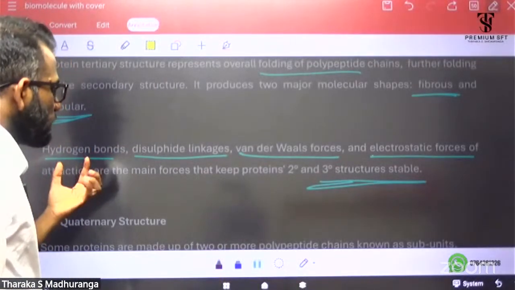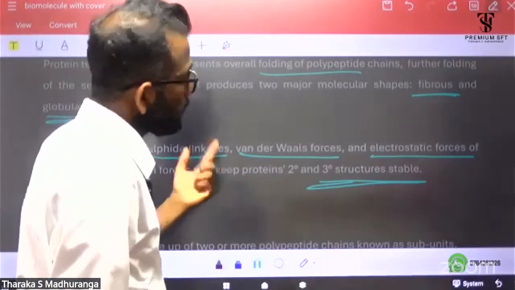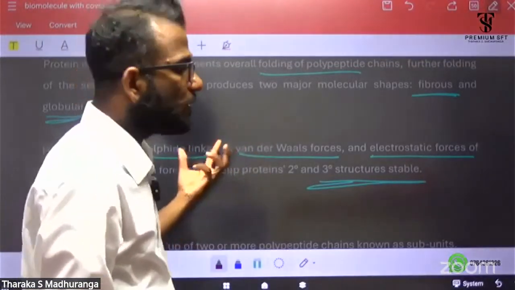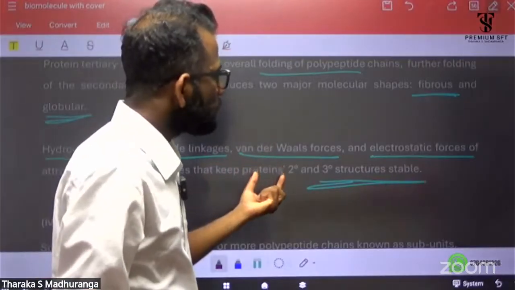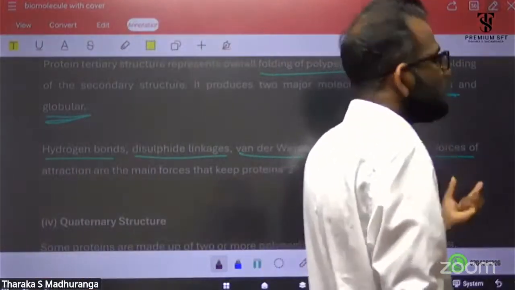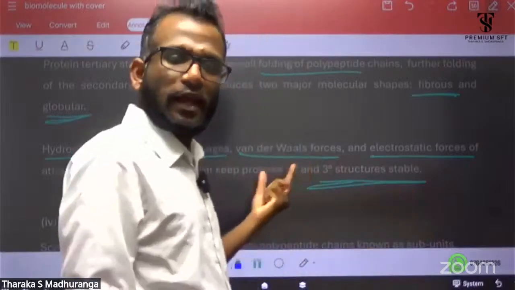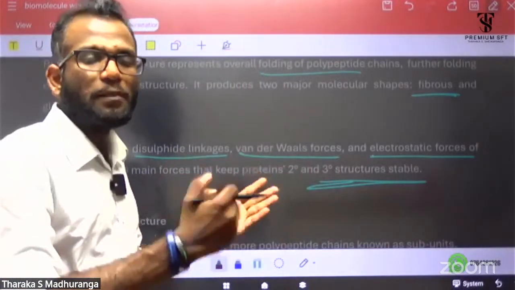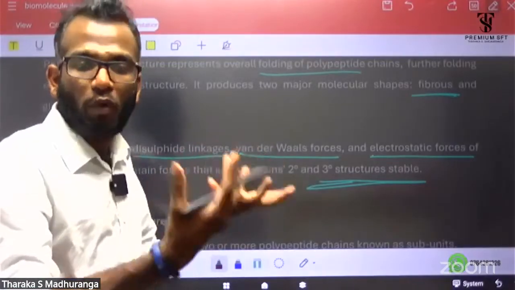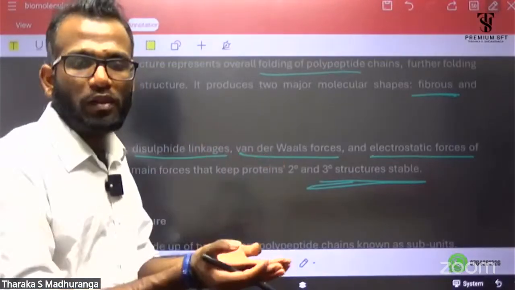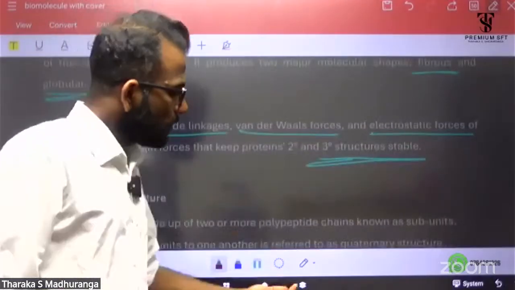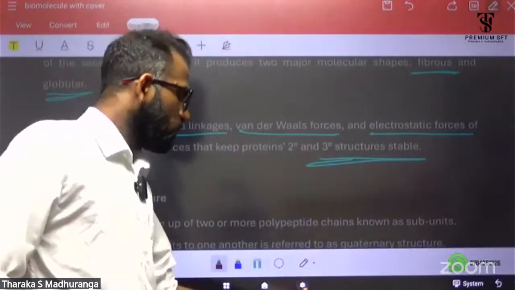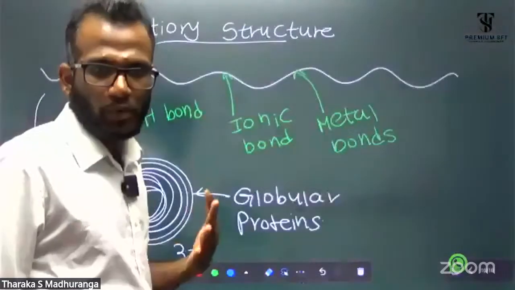They are the main additional forces. Hydrogen bond is already available. Disulfide linkage, metal linkage, Van der Waals forces, and electrostatic forces. Remember, electrostatic forces form, and this causes further folding. The result is a 3D ball structure. They are the tertiary structure proteins.